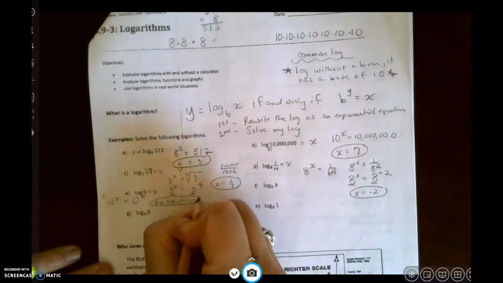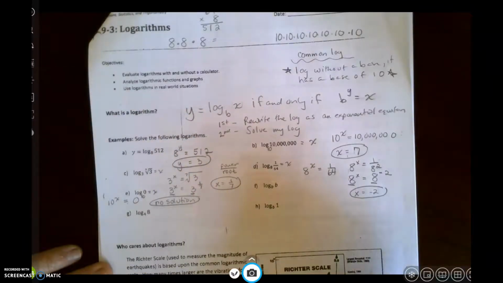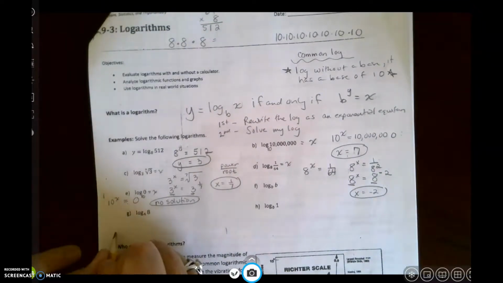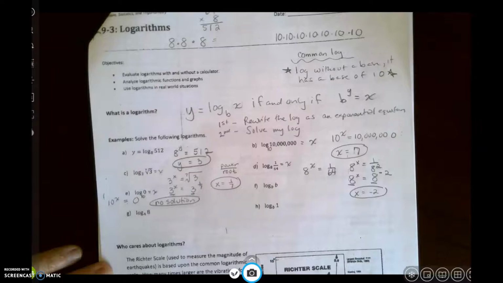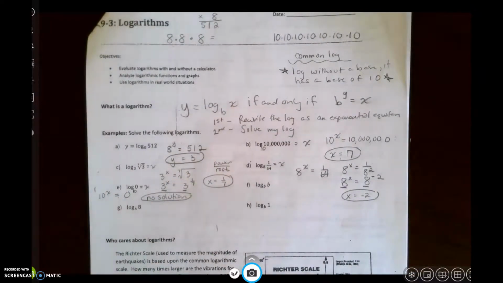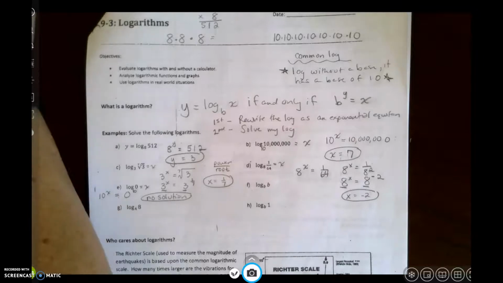for letter E. Because think about it. No matter how many times we multiply 10 by itself, it's going to get bigger. Even if we use a negative exponent, which would make it 1/10 times 1/10 times 1/10, it would get smaller and smaller and smaller, and it would get close to 0. Really close. I mean, think about it. Let me actually get a calculator and I'll show you.